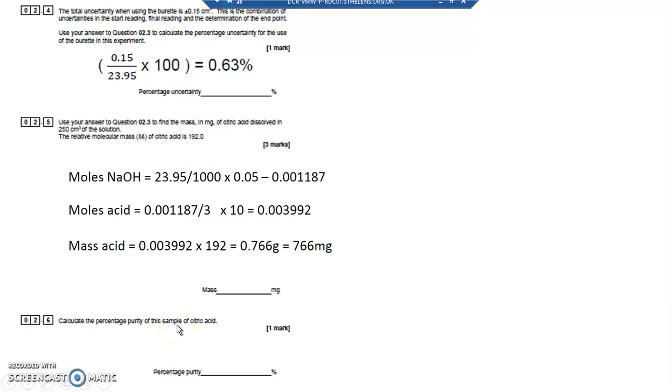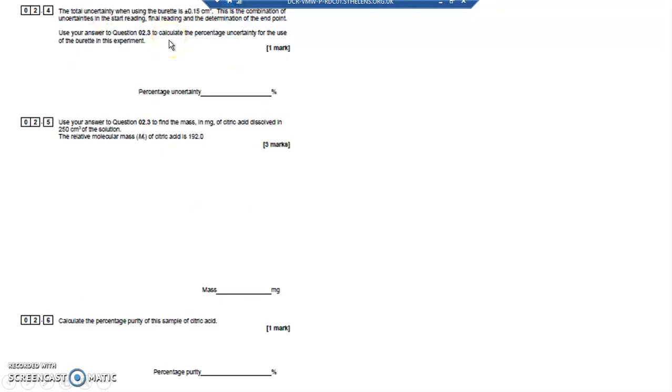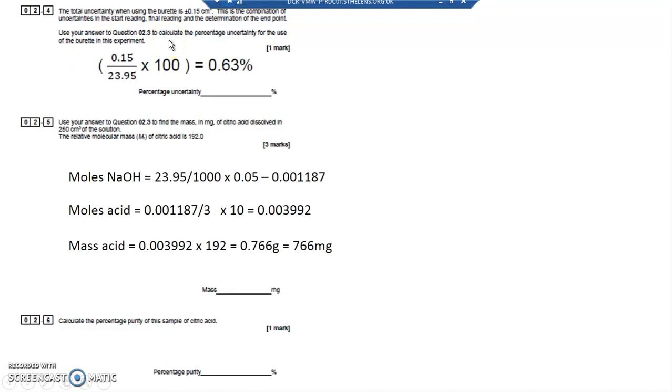Calculate the percentage purity of the sample of the acid. So this is how much I got. 784 milligrams of impure citric acid were put in there. So I know that 784 milligrams is impure, and I've worked out from my calculations that this is the mass of the acid, 766, and 784 is the amount of impure acid. So my percentage purity is the amount of acid in there divided by the amount of acid and impurities, 784, multiplied by 100% equals 97.7%.